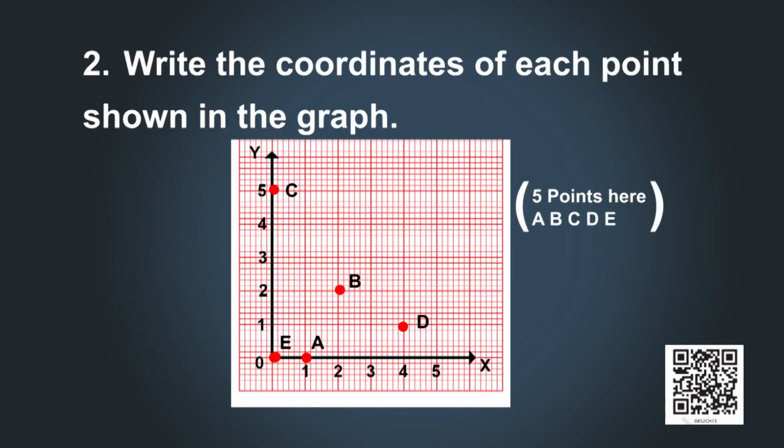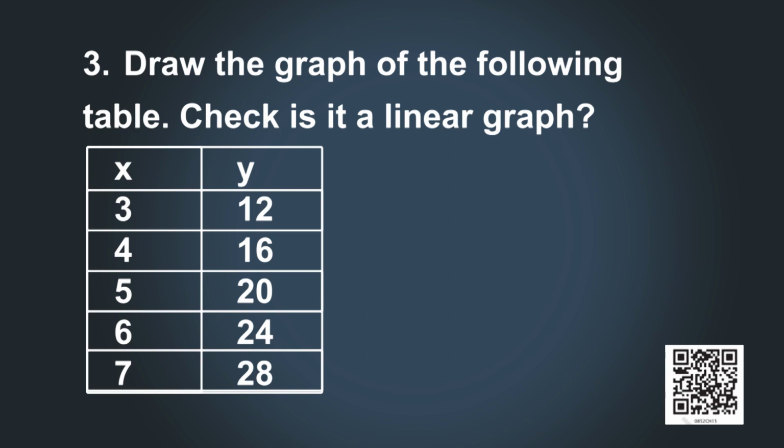The next question is, write the coordinates of each point shown in the figure. Draw the graph for the following table. Check if it is a linear graph. The x coordinate is 3, for which the y coordinate is 12. The x coordinate is 4, for which the y coordinate is 16. The x coordinate is 5, for which the y coordinate is 20. The x coordinate is 6, for which the y coordinate is 24. The x coordinate is 7, for which the y coordinate is 28.